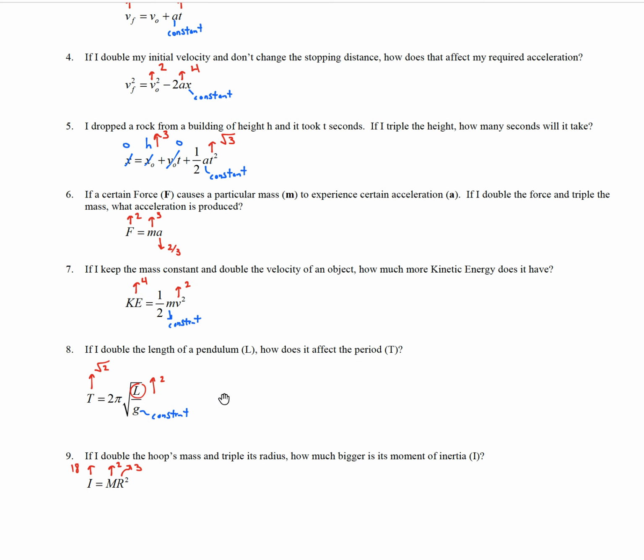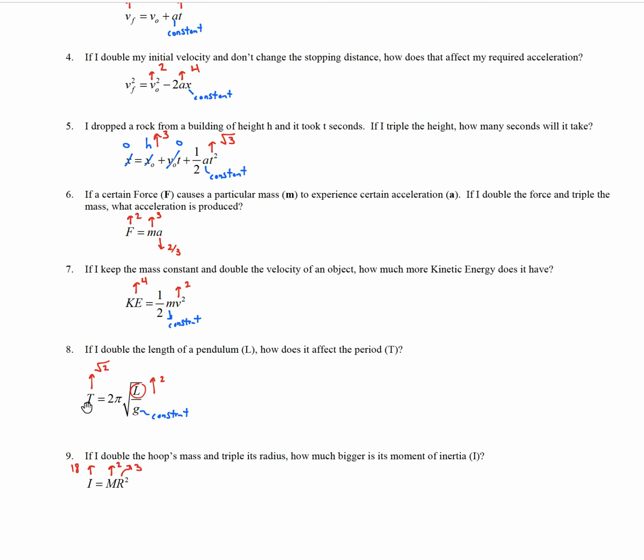All right, looking at 8. I double the length of the pendulum. How does it affect the period? Okay, so I'm not messing with gravity. We're still on Earth. 2 pi is just a constant. So I'm messing with the length of the pendulum, and I want to know what happens to the period. Okay, so we're doubling the length of the pendulum. It was 5 meters, and now we're going to make it 10 meters.